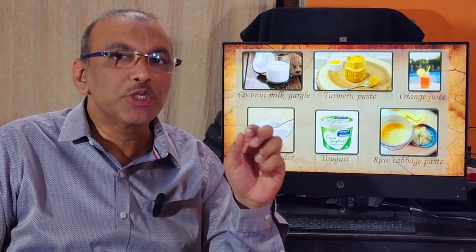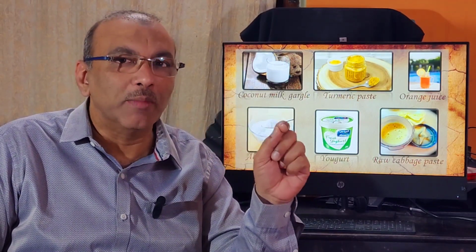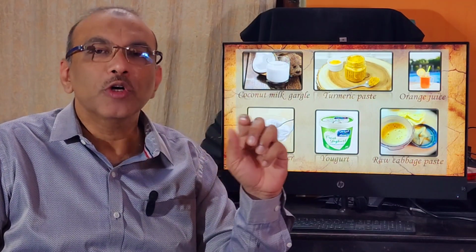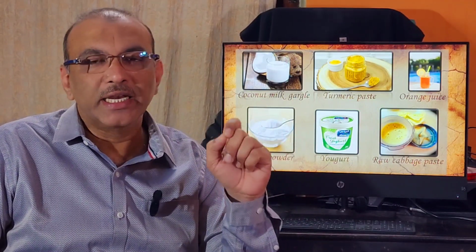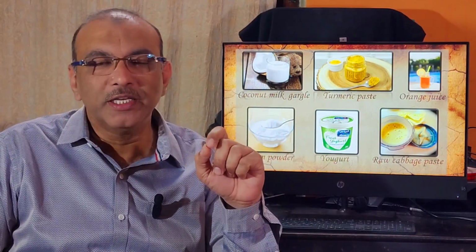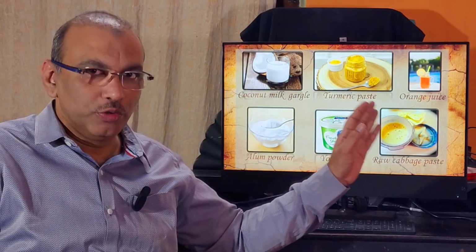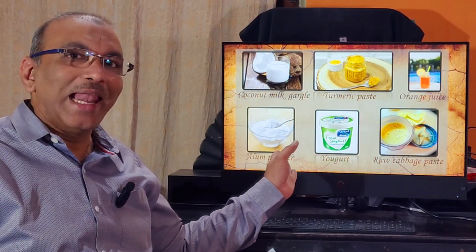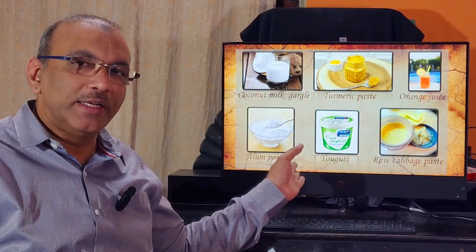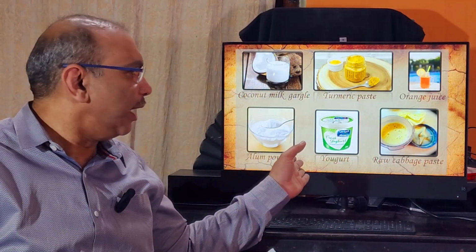The turmeric powder has to be prepared at home, not what you get in the market for making curries, because those will contain ingredients. That's why it can produce some burning sensation. Next, orange juice is good. Likewise, alum powder can be prepared and applied for 5-10 minutes, and you do saline gargle.